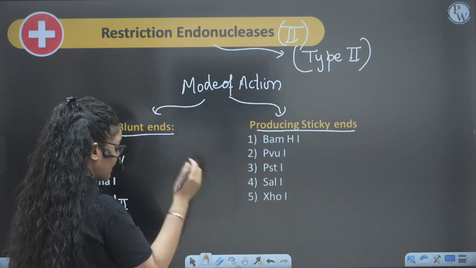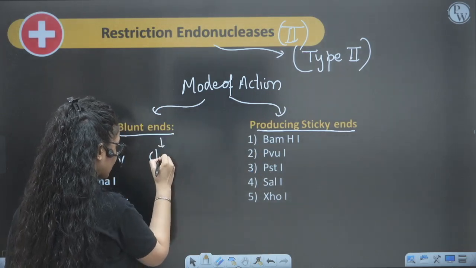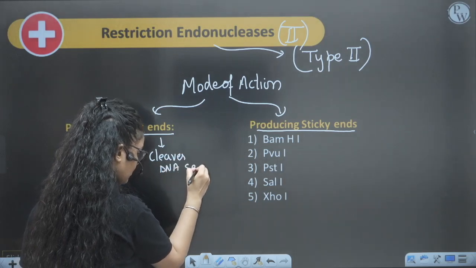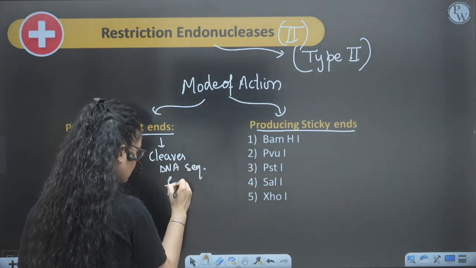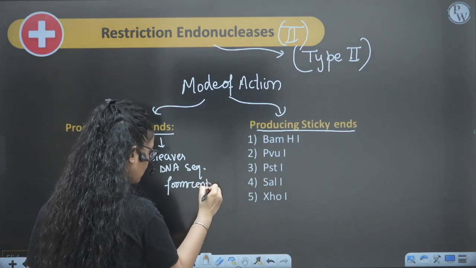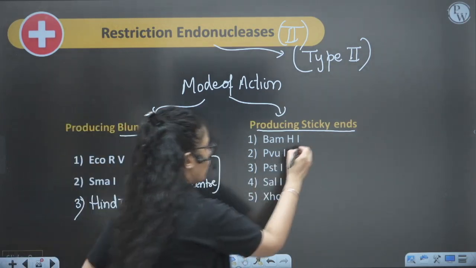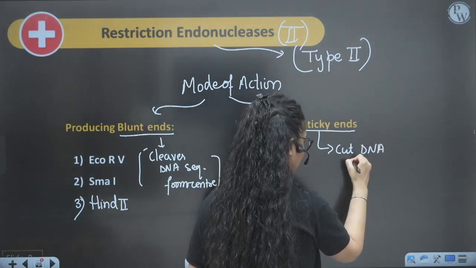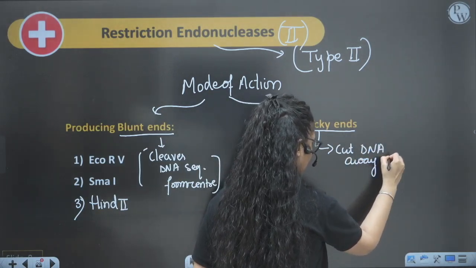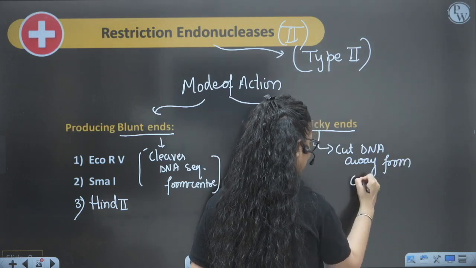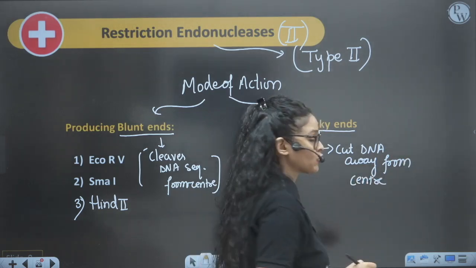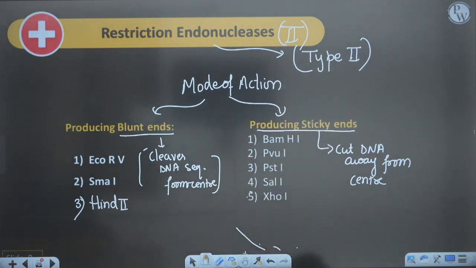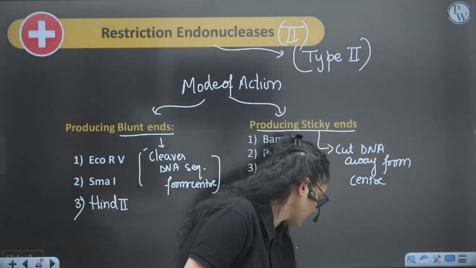So what is the blunt end? They cleave the DNA sequence from the center. They will cut from the center, we will see how. And when we talk about the sticky end, they will cut DNA away from the center of the recognition sequence of the palindromic sequences, because I have told you that they recognize the palindromic sequence, right? So you have to remember it.